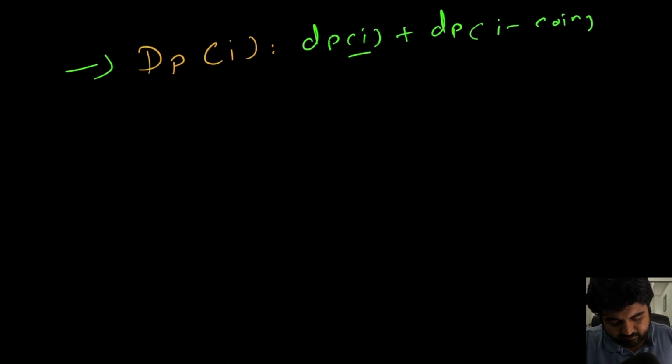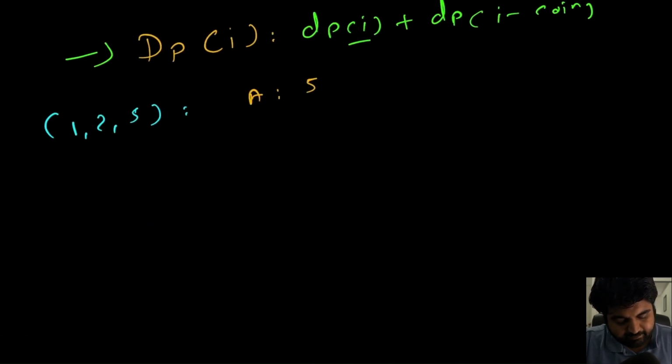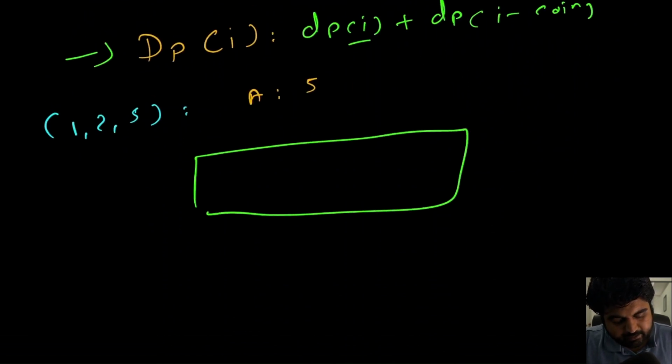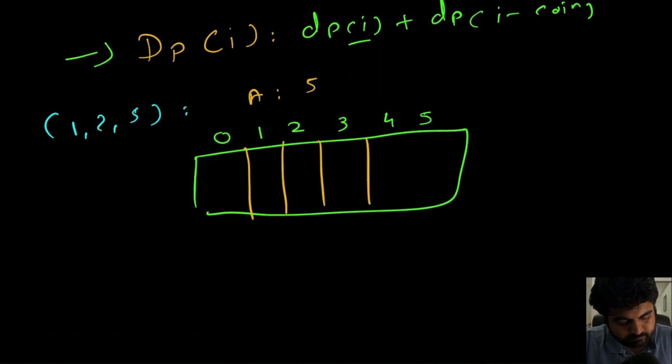So let's take one example and it would make things more clear. Let's say the given coins are 1, 2 and 5, and the current amount we are trying to make is 5. So now we are going to initialize our dynamic programming array, and now we also have our base case that there is one distinct way to generate amount number 0.